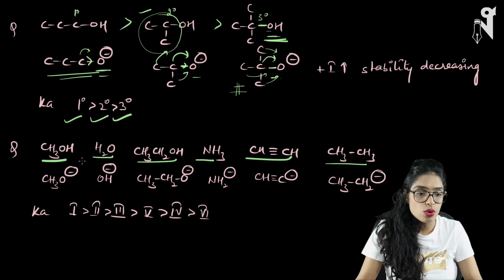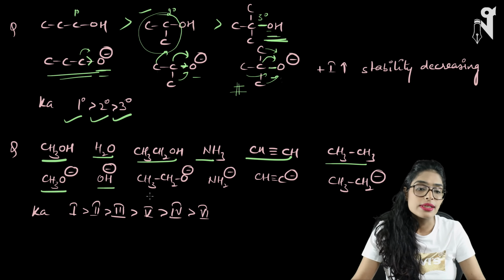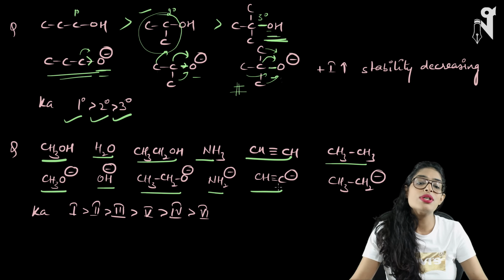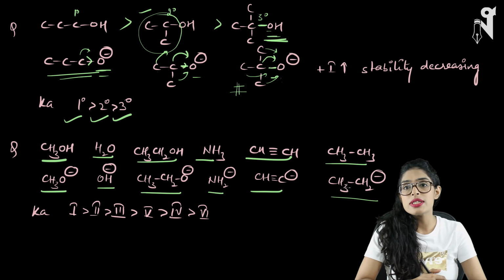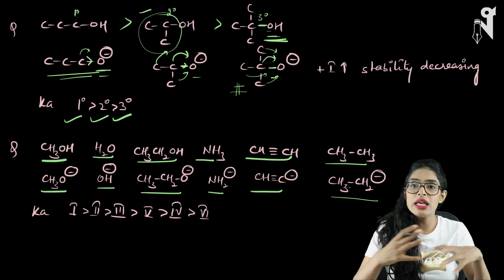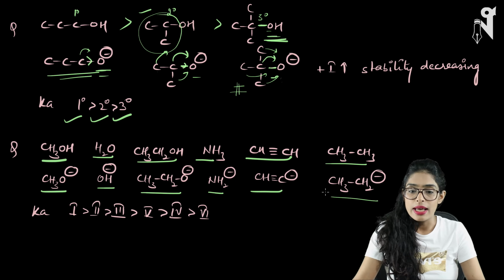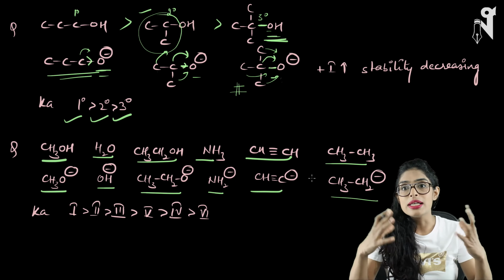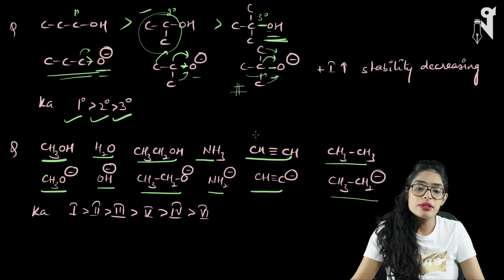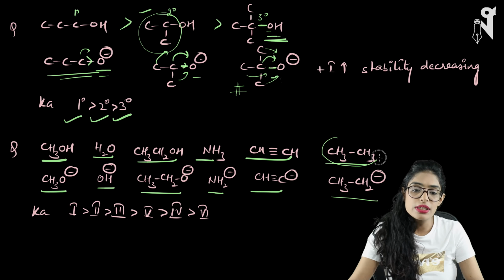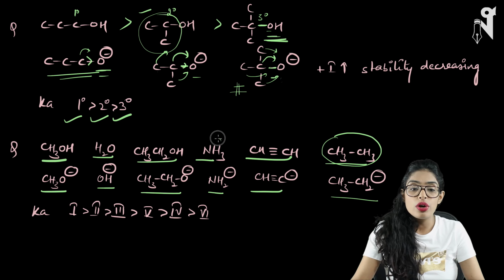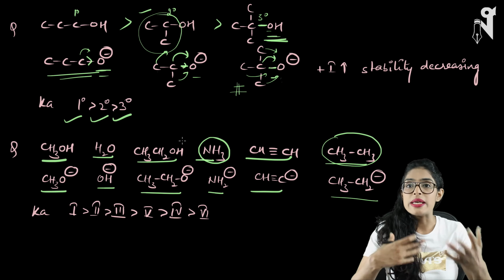So I have CH3O minus as a conjugate base, OH minus, CH3CH2O minus, NH2 minus, CH3C minus, and CH3CH2 minus. If you remember, I was explaining in the table with the pKa values that alkanes are least acidic, hence this will anyways be the least acidic one. Then comes your ammonia. Ammonia is basic in nature.